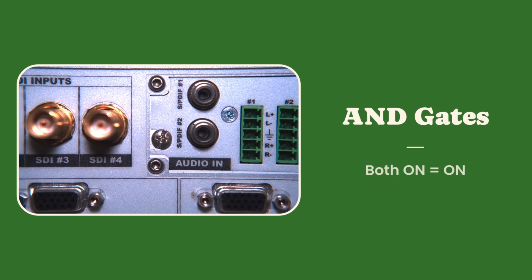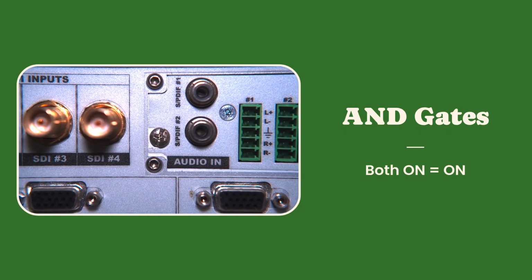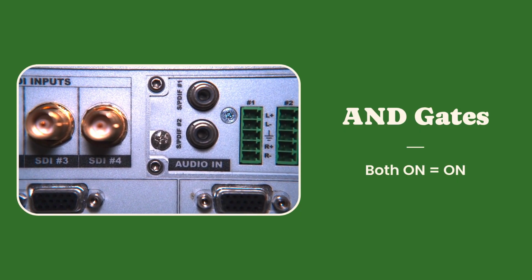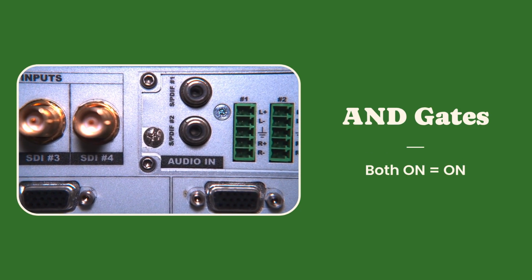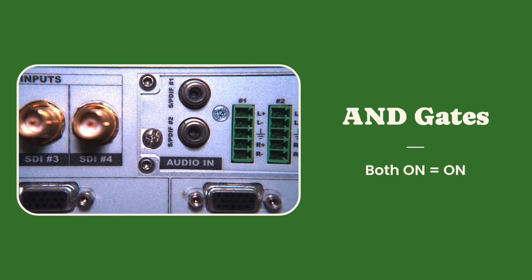Let's start with the AND gate. An AND gate outputs a 1 only if all its inputs are 1. If even one input is 0, the output is 0. Imagine two switches in a series. Current only flows if both switches are on.